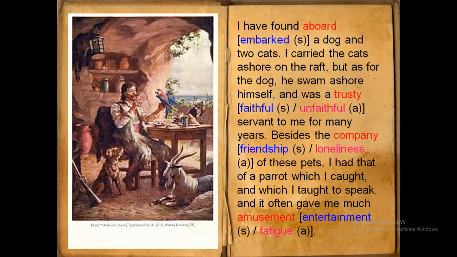Besides the company, that means the friendship, of these pets, the two cats and the dog, I had that of a parrot, which I caught and which I taught to speak, and it often gave me much amusement. Now Robinson Crusoe got hold of a parrot, and he trained it to speak, and the parrot was a cause of amusement, that is entertainment, to him in his lonely life.